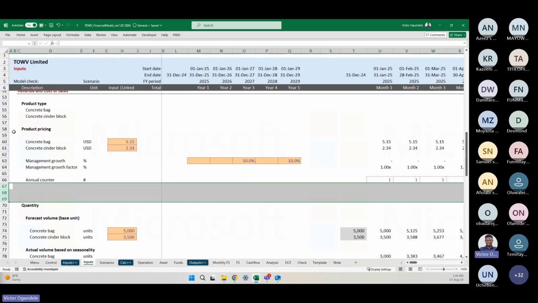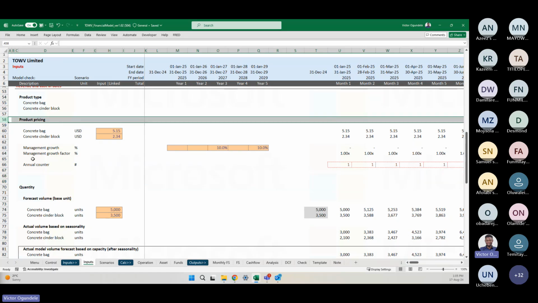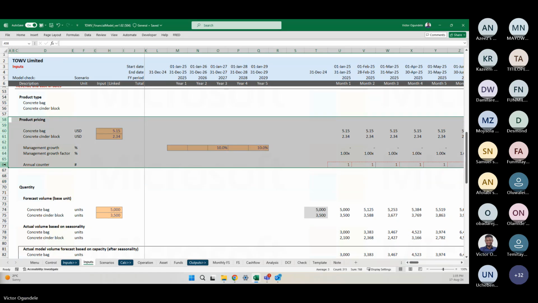3 rows like this. Now, as I said, it's always good to work smart. Try as much as possible to maintain the same structure when you are building your model. What I will do is copy from my product pricing down to my annual counter. I'll copy the entire row. I will just highlight the entire row. Mine is starting from row 58 to row 66.